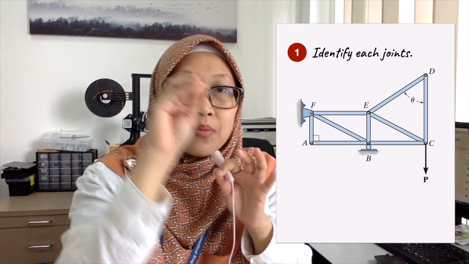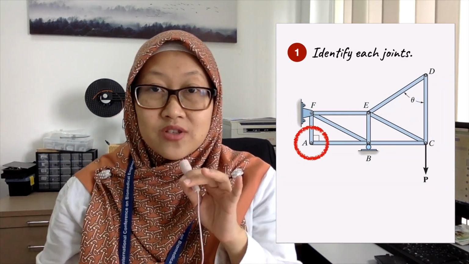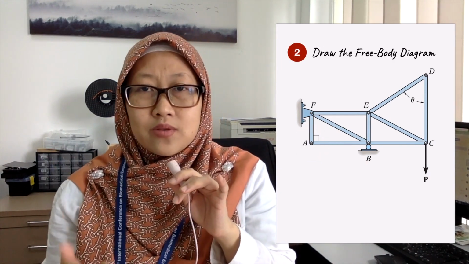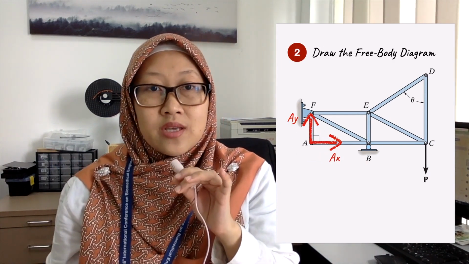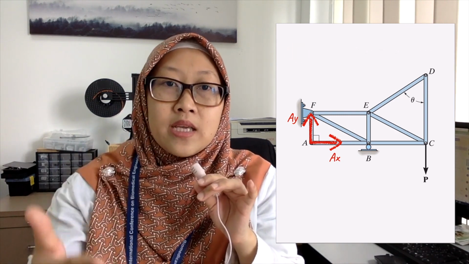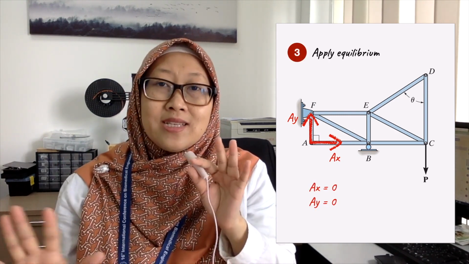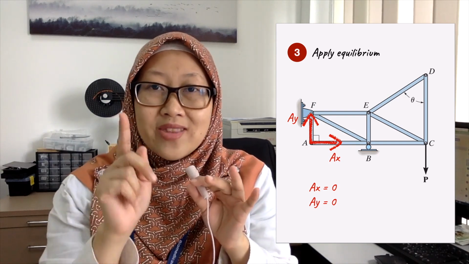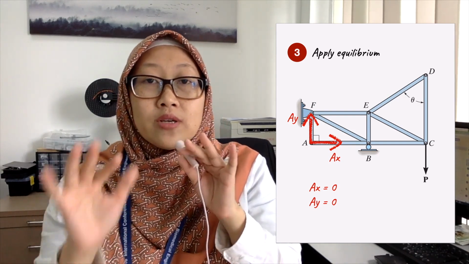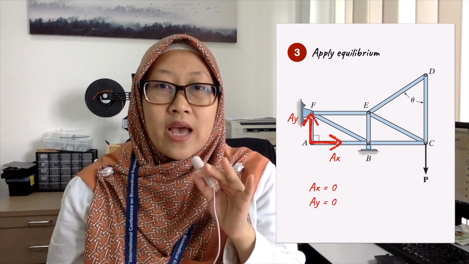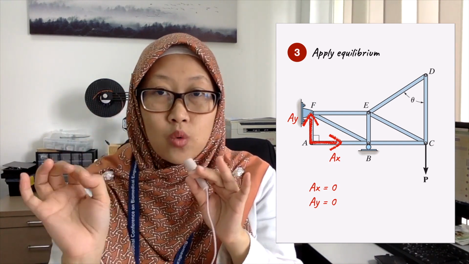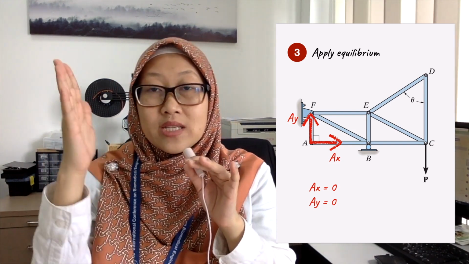First step, identify the points of each joint, same as the method of joints earlier. Second step, you draw the free body diagram of the joints. Third step, if you apply the equilibrium condition or the equations of equilibrium, you can determine the magnitude of forces on that particular joint. So, a zero force member would have a force magnitude of 0, either in the X or in the Y direction.